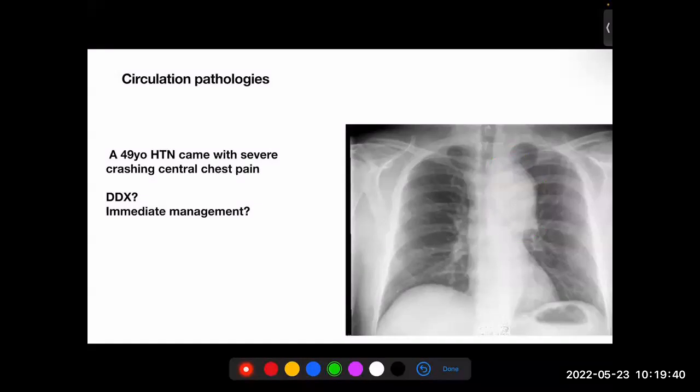Immediate management. Admit to ICU. Lower the blood pressure. Prepare for repair. Are we together?